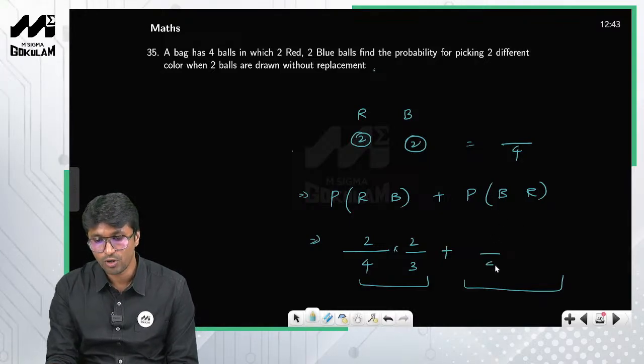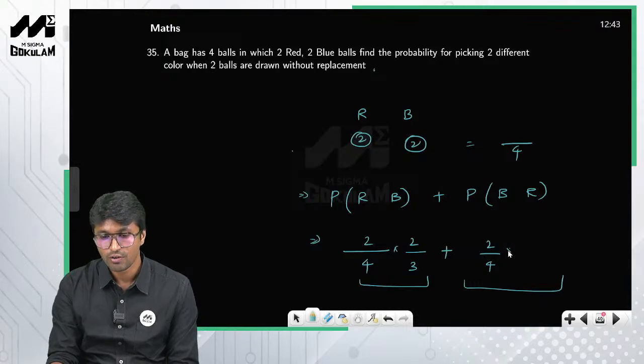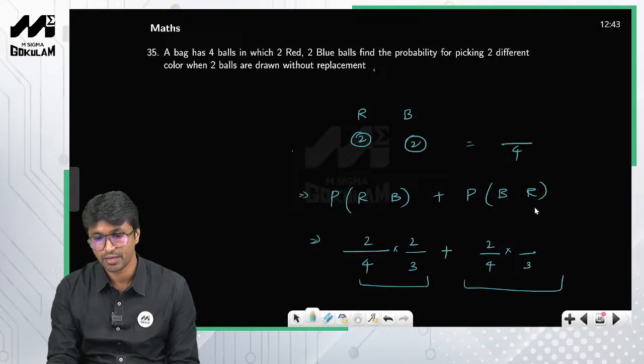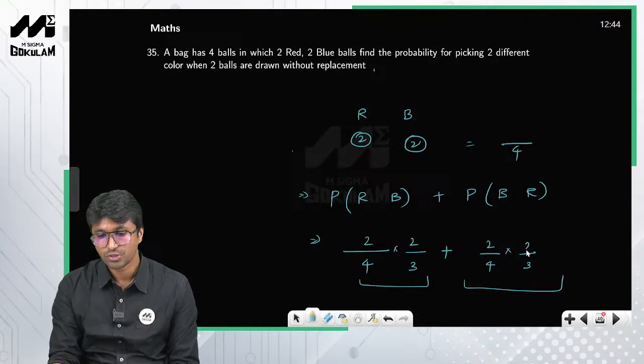So out of 4 balls, what is the possibility of picking a blue ball? Since you have 2 blue balls, so 2 by 4. Followed by, what is the possibility of picking a red ball? Listen, how many balls do you have in the bag? So you have 3 balls. Out of 3 balls, what is the probability of picking a red ball? Since you have 2 red balls, so 2 by 3, right?